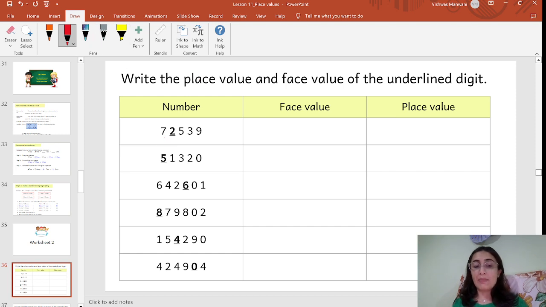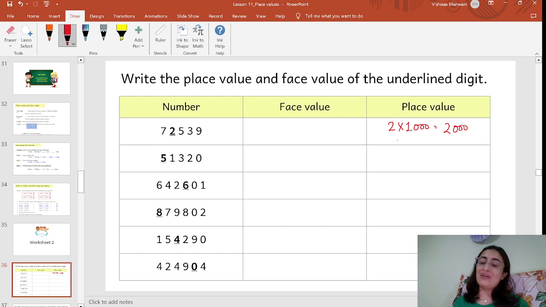Let's look at the first number, which is 72,539. In this, I need to write down the face value and the place value of 2. Let's start with the place value. As we just discussed, to write the place value, we write the digit, which is 2, and multiply it with its place. What is the place of 2 in 72,539? Yes, it is at the thousands place. So we will multiply 2 with 1000, which gives us the place value of 2 as 2000.